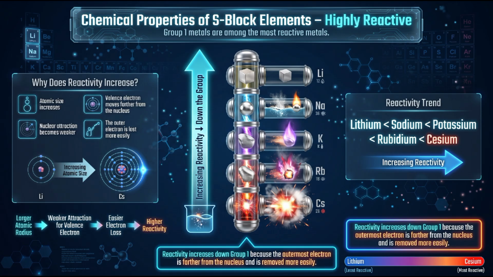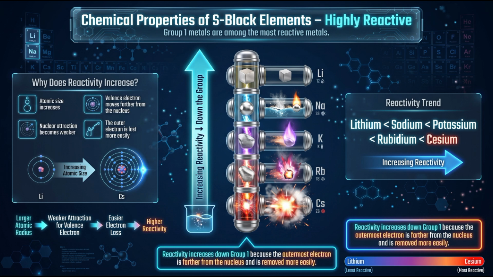Another important trend is that although reactivity increases down Group 1, ionization energy decreases. These two trends are directly related. Lower ionization energy means electrons are removed more easily, and easier electron removal means higher reactivity. Therefore, ionization energy and reactivity vary in opposite directions.